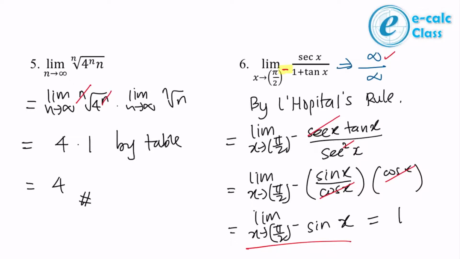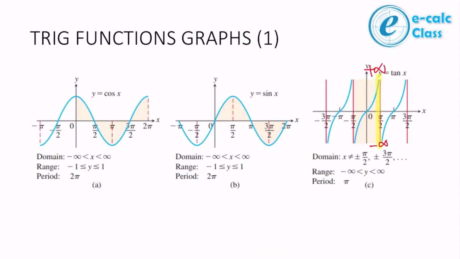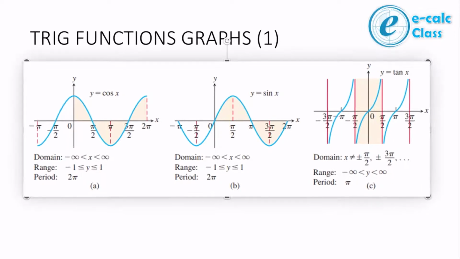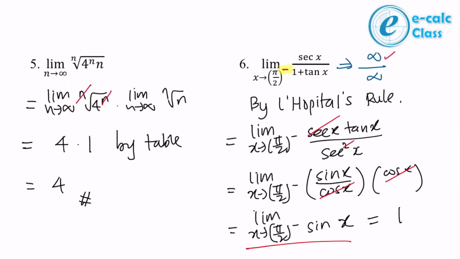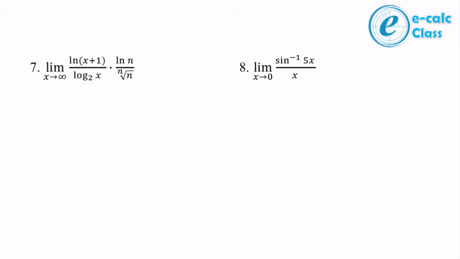But actually no need, because you know that for pi over 2 from the right or from the left, both of them will get a 1. So no need, you know the answer is 1. And that's it. Then next, number 7.